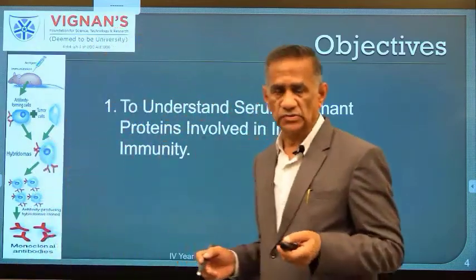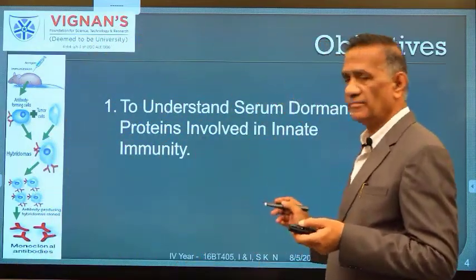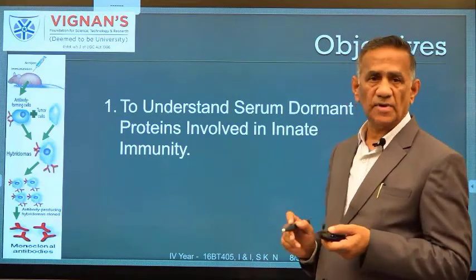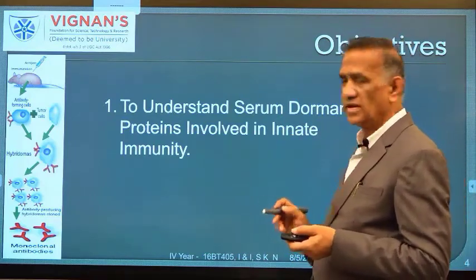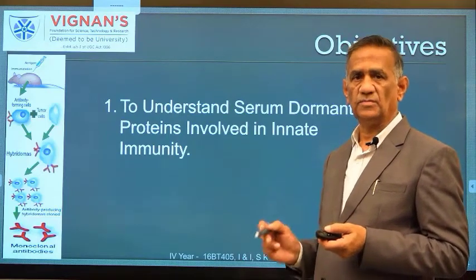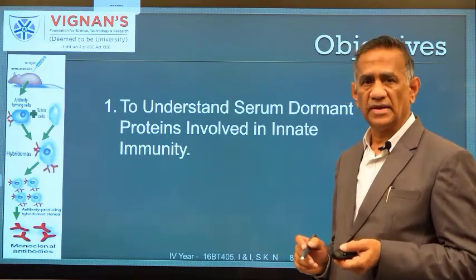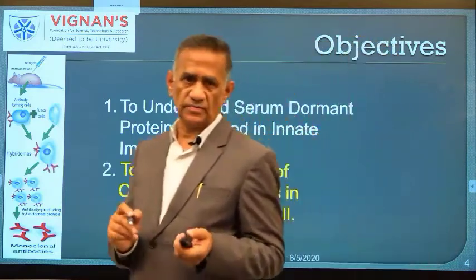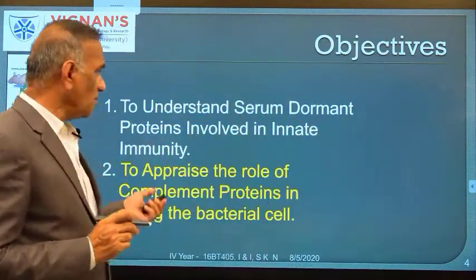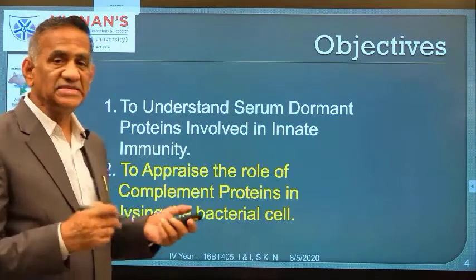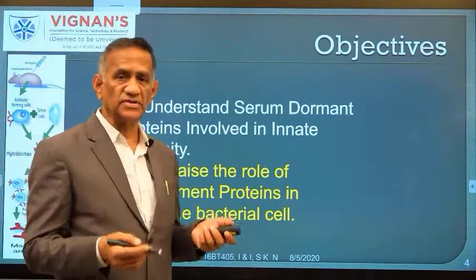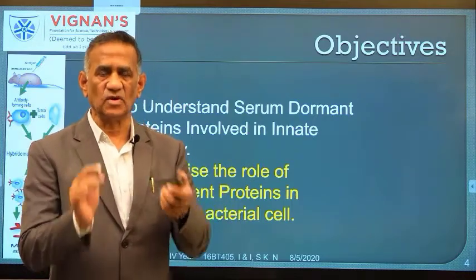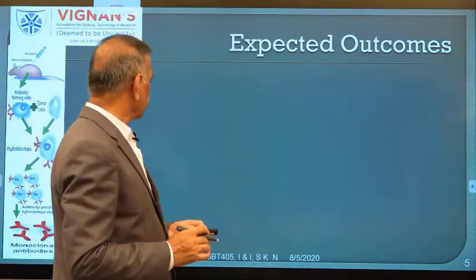So the objectives of this lecture topic are to understand the serum dormant proteins involved in innate immunity. The second aspect is to appreciate the role of complement proteins in lysing bacterial cells. Ultimately, the function of the complement protein is to lyse the bacterial cell. How does it lyse? That's what we have to understand now.